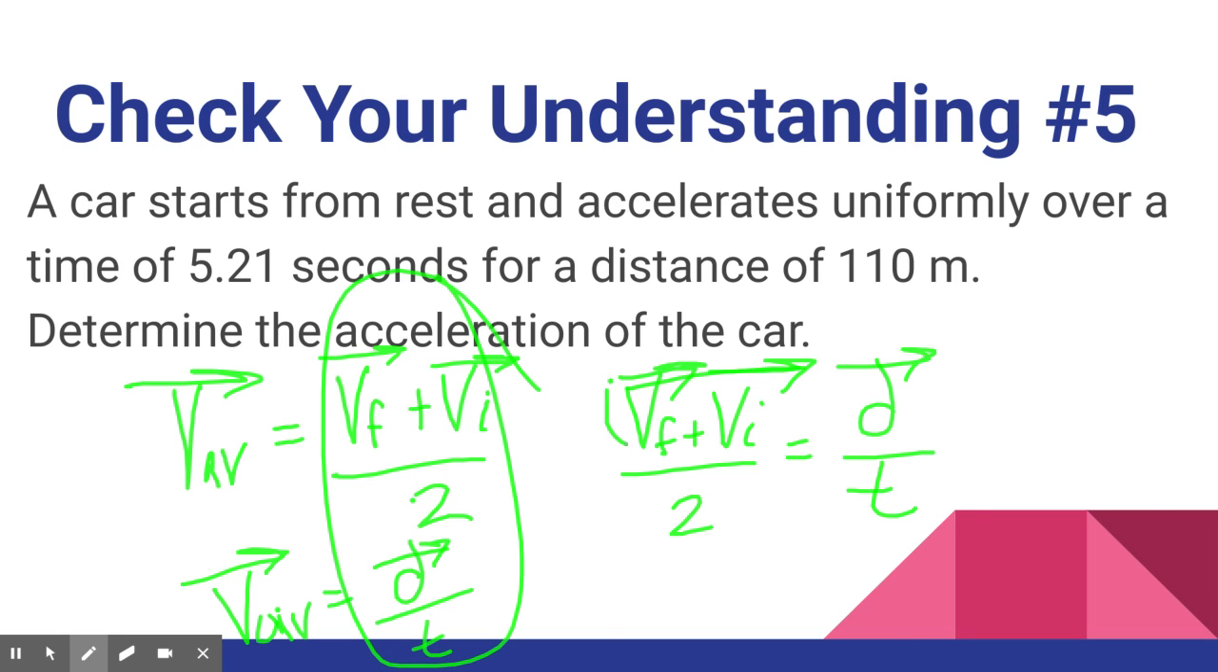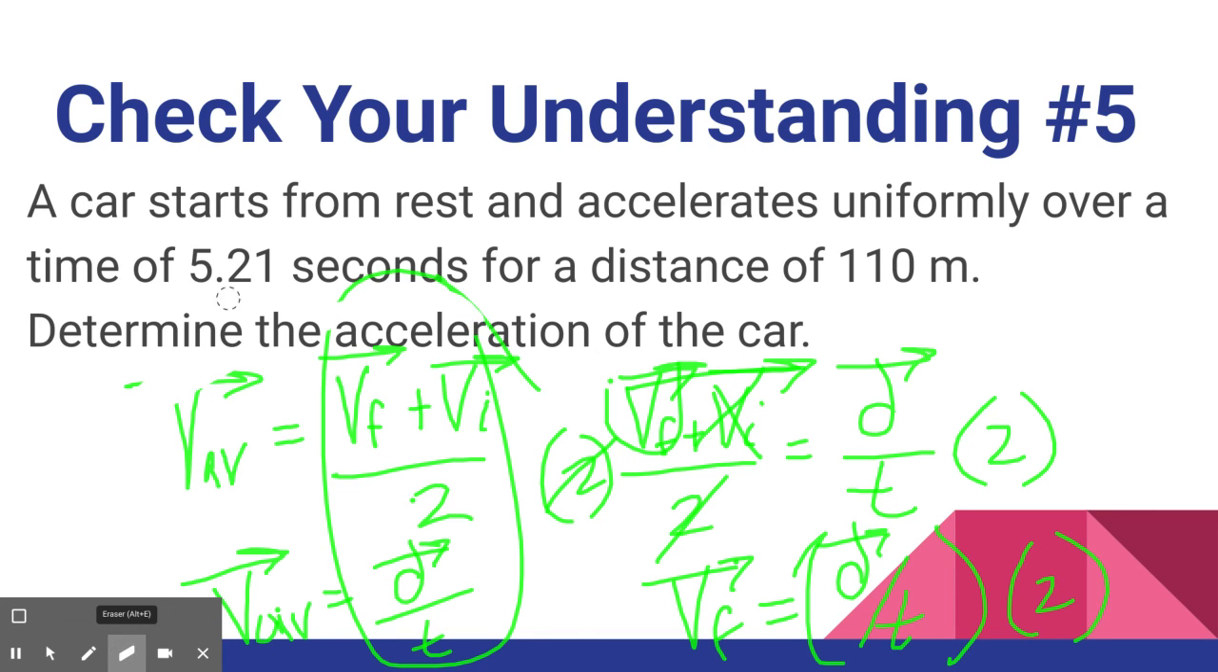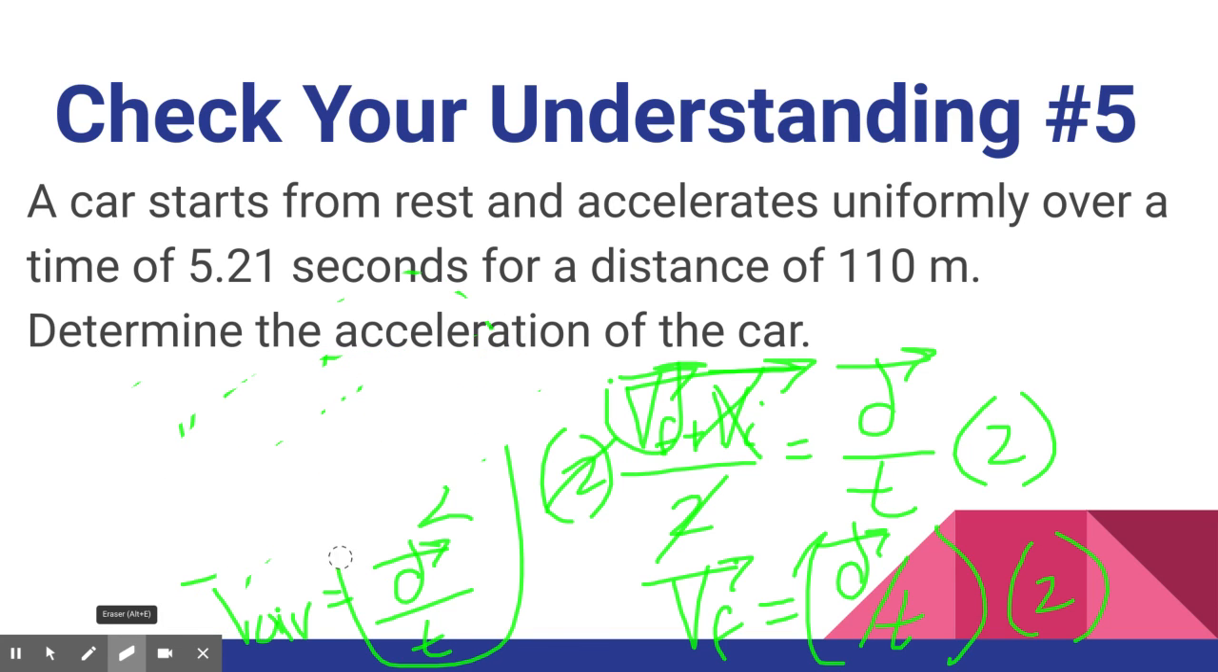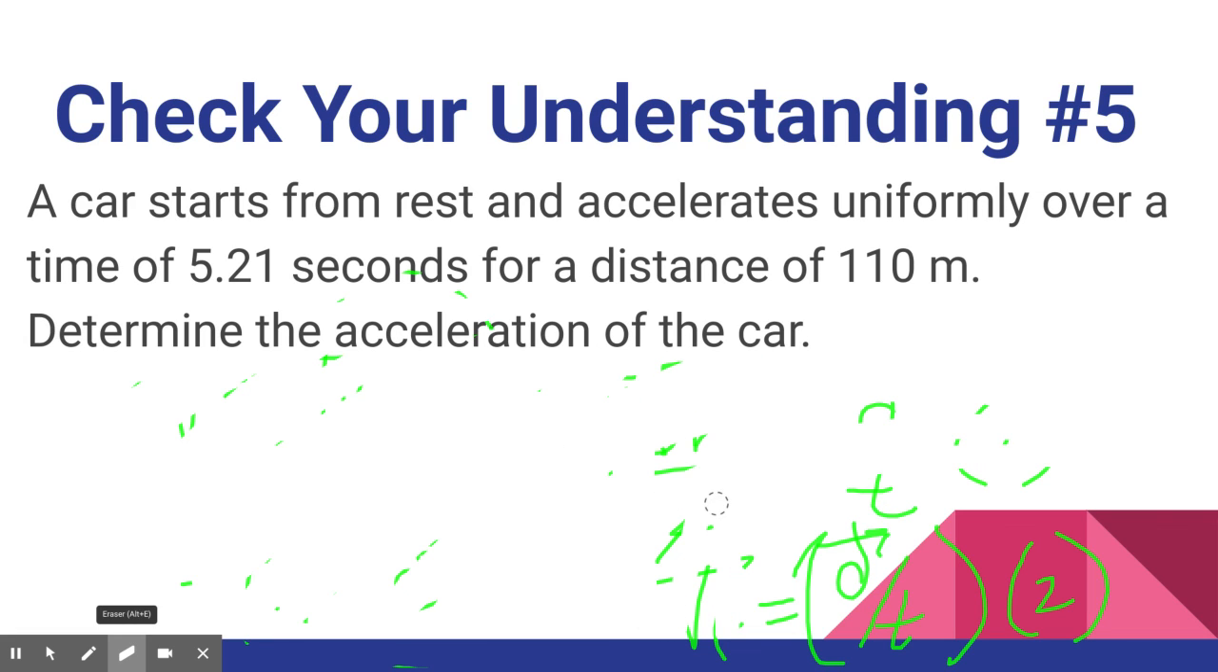And then we just solve for the final velocity, which is decently easy because the initial velocity we can ignore, since it's 0. To get rid of the 2, we multiply by 2 on both sides. So then it becomes V_F is equal to displacement divided by time, times 2. Okay, that's what that turns into.